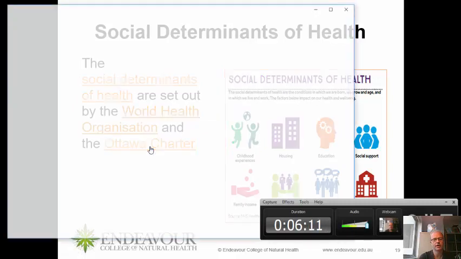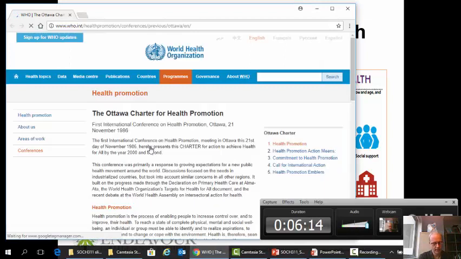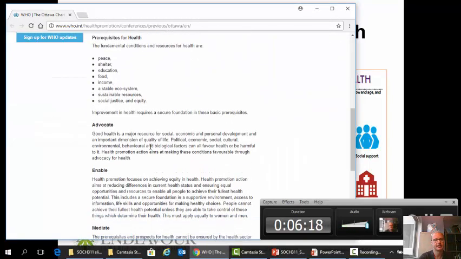And just reminding about the Ottawa Charter. So remember the Ottawa conference in 1986 and the importance of the prerequisites for health. So whether or not there's peace, shelter, education for people, adequate food, income, stable ecosystems, sustainable resources, social justice and equity are the underlying things that are necessary in order for people to have a basic standard of health and well-being.